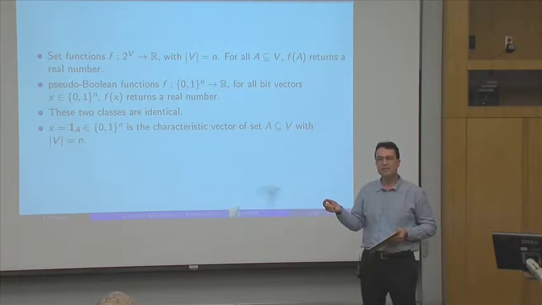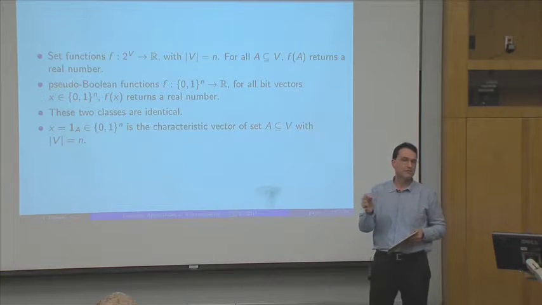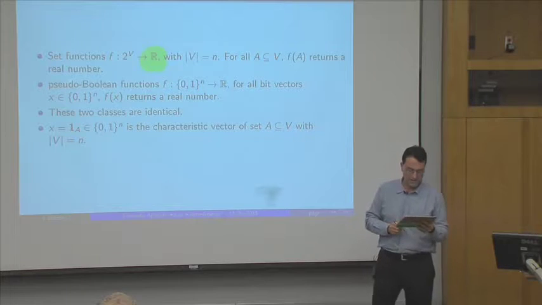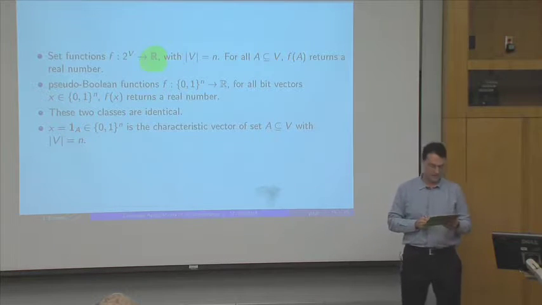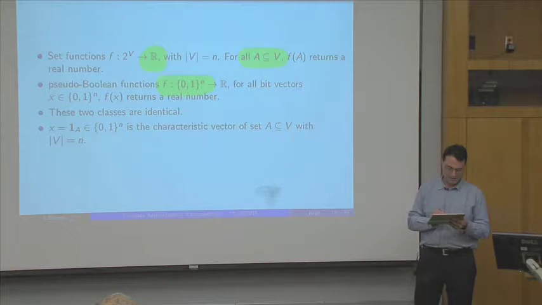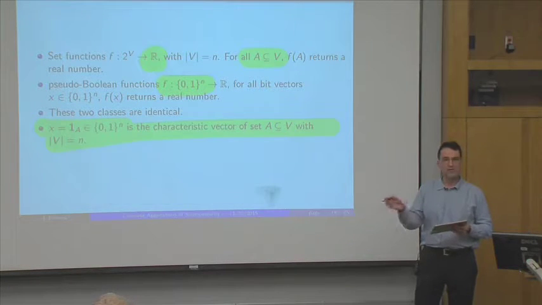A submodular function is not restricted to return 0, 1. It's not restricted to be 0, 1 valued. It can return any real number. So therefore, a submodular function is a subset of the class of pseudo-Boolean functions. And because of this equivalency, we can define submodularity either on subsets or on bit vectors, and we can go back and forth. We will be going back and forth a bit in this talk.